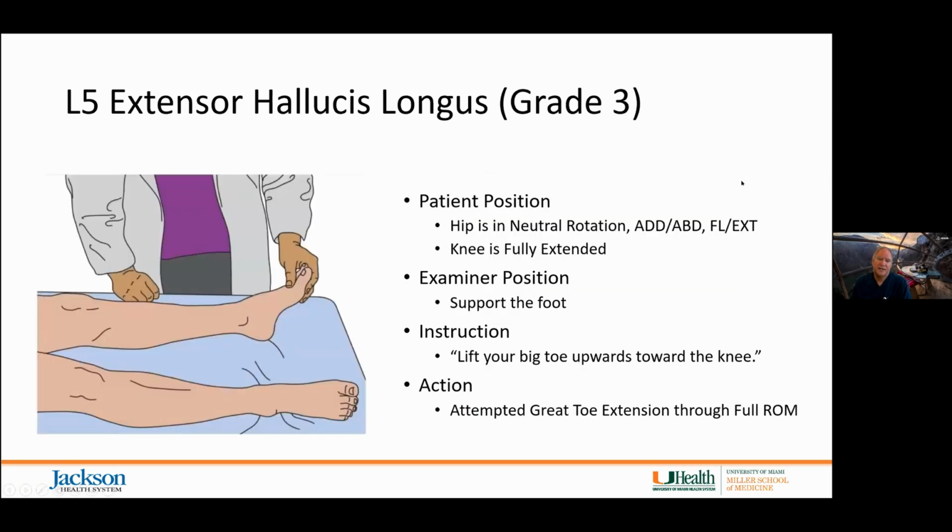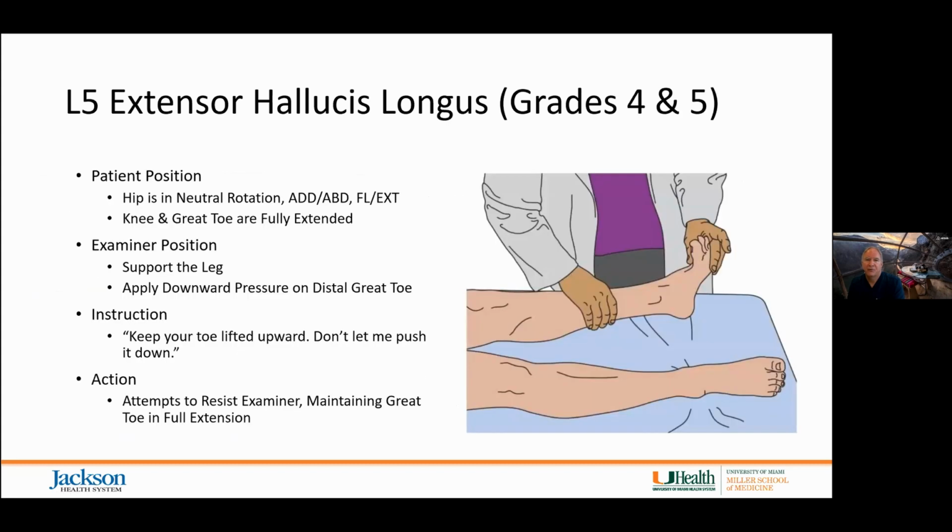For a 3, again, you're going to have them move it against gravity, lift your big toe up towards your knee. For a 4, you're going to have them up in essentially the extended position for the toe, keep it lifted up there, and don't let me push it down. And you're going to score them as a 5 if it's age and gender normal strength. If it's less than that, you're going to score them a 4.